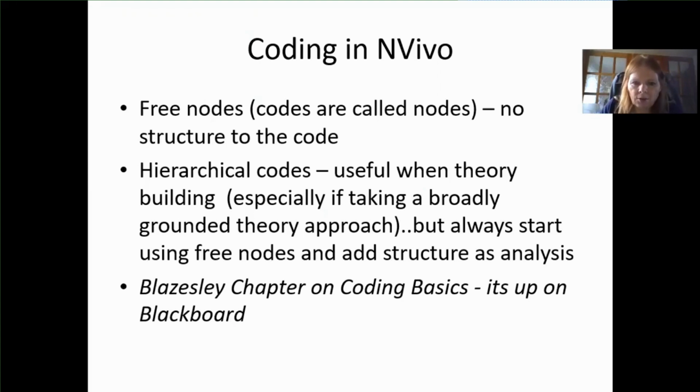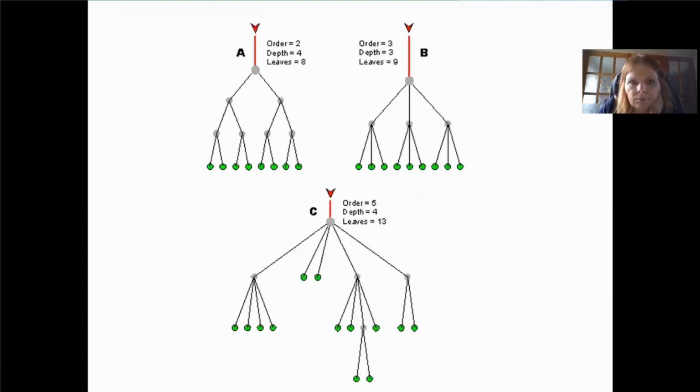Okay, so you've got the chapter there on coding basics. And then a diagram here. Let me explain it. Order of 2, so any branch, we've only got 2. Depth is 4: 1, 2, 3, 4. And the number of leaves is 8: 1, 2, 3, 4, 5, 6, 7, 8.